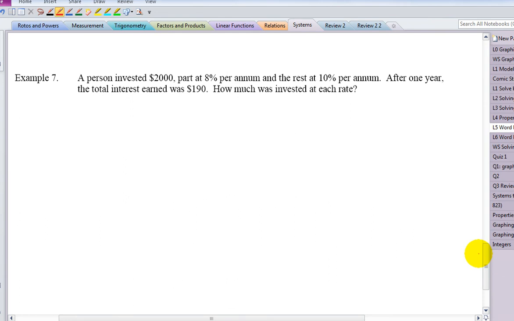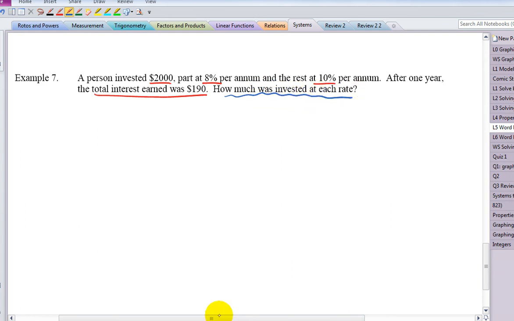A person invested $2,000. Part of it was at 8% interest. The rest was at 10% interest. So after 1 year, and the reason we have to say 1 year is because it takes a year to earn that interest, the total interest was $190. The last question will help us here. How much was invested at each rate?